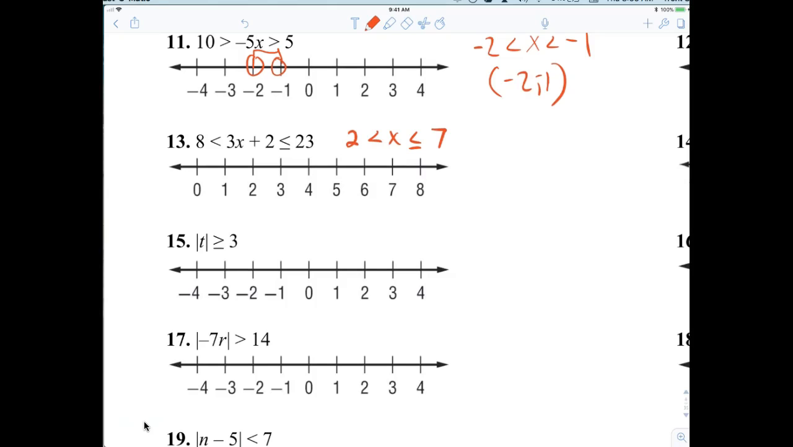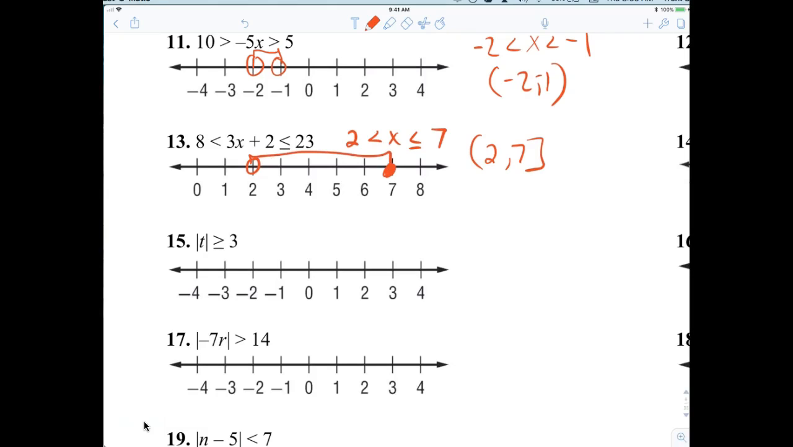So remember, you're subtracting 2 from all 3, right? Then you're dividing all 3 by what? 3. So that means x is somewhere between what? 2 and 7. So 2, 7, bracket. Beautiful. Everybody's good? If you're on the number line, does the circle have to be open? Open at 2, closed at 7, and then boom.